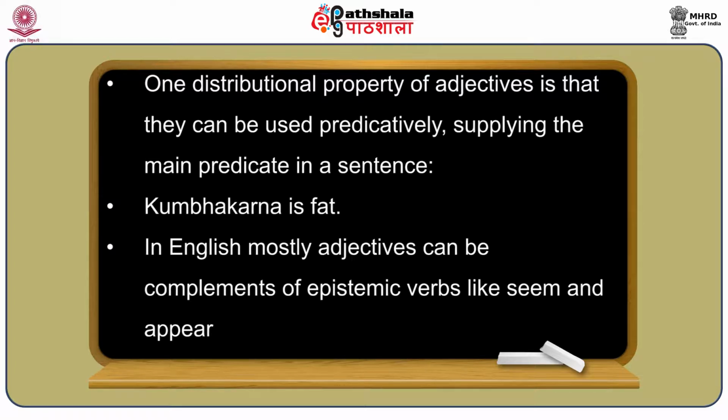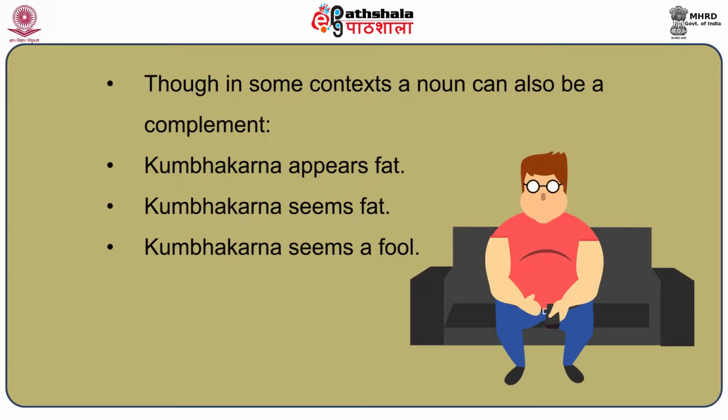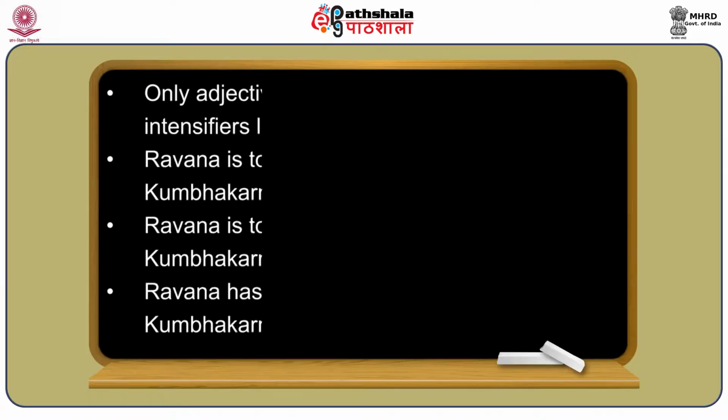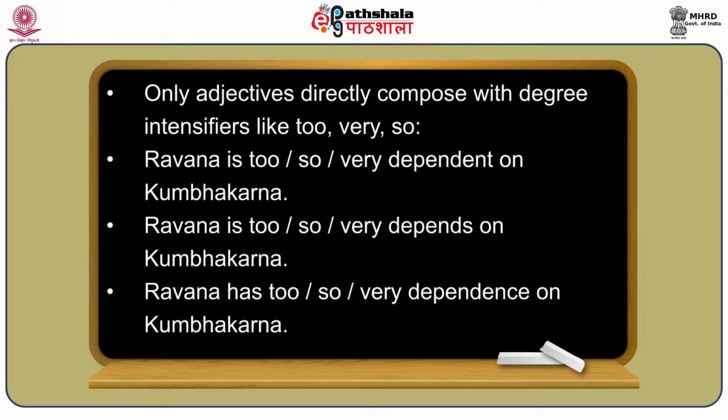In English, mostly adjectives can be complements of epistemic verbs like seem and appear, though in some contexts, a noun can also be a complement. Suppose I say, Kumbhakarna appears fat, Kumbhakarna seems fat, Kumbhakarna seems a fool. In the first two cases, it's the adjective that appears as the complement. In the last case, a noun phrase appears as the complement. Only adjectives directly compose with degree intensifiers like too, very, so.